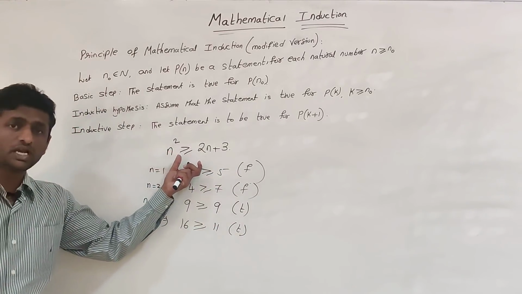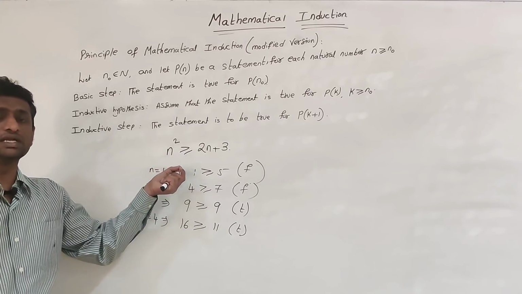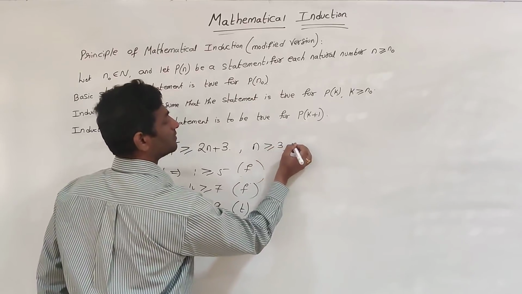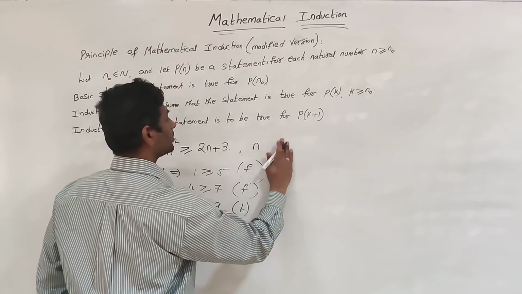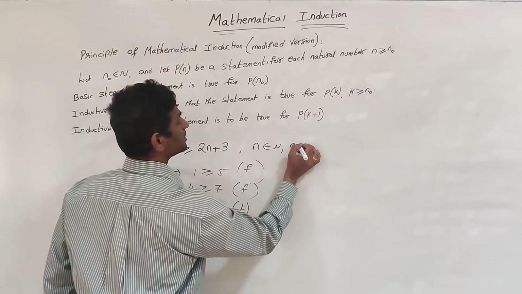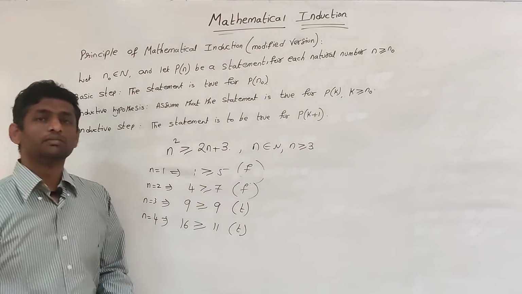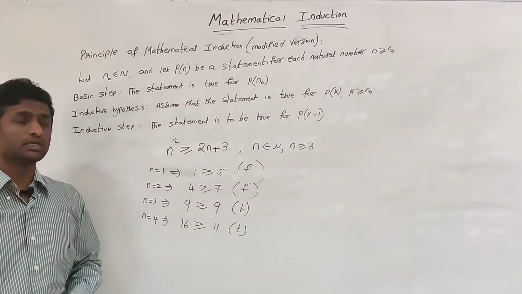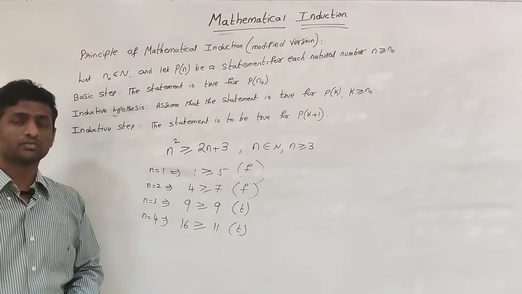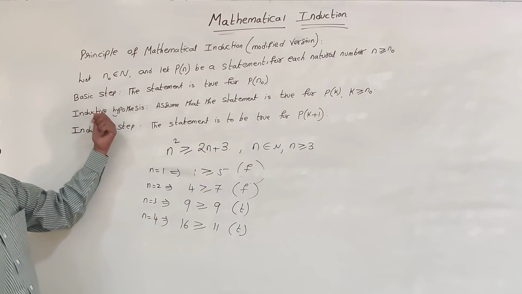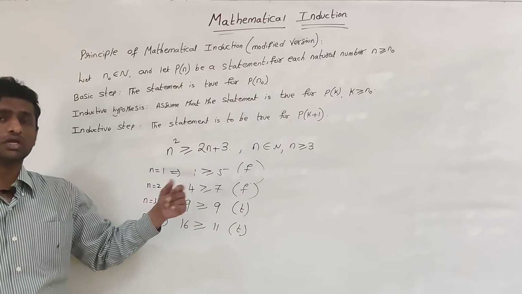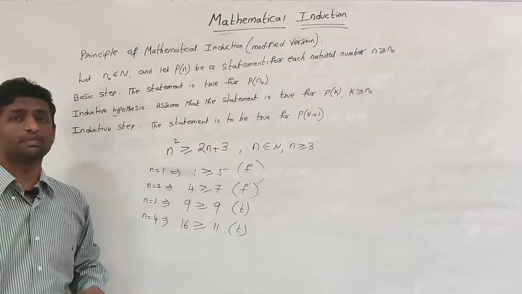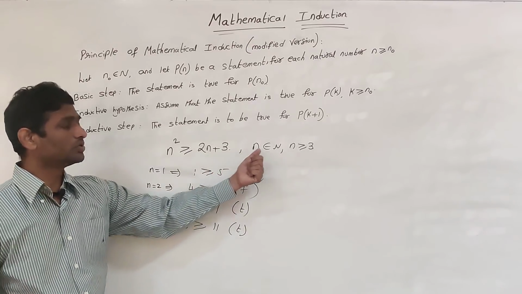So the statement is satisfied for n greater than or equal to 3, where n belongs to the natural numbers. The basic step of this statement will be n equal to 3. That is, P of 3 will be true. Using the hypothesis, assume that P of k is also true, and we have to prove that the statement is also true for n equal to k plus 1, where k should be greater than or equal to 3.